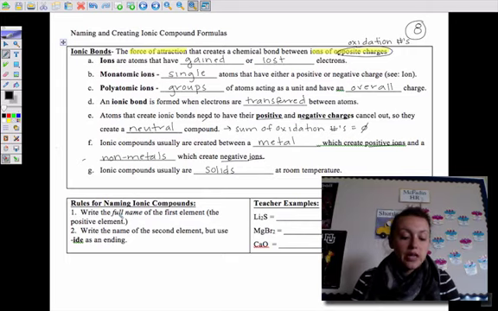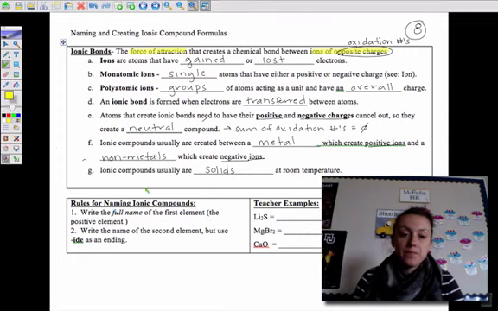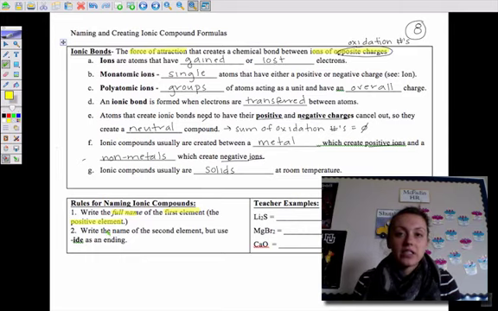So there are two things we need to remember about naming ionic compounds. The first thing we're going to do is write the full name of that first element. And the positive element always goes first. So then, how do we know if it's positive? Well, it's the one with the positive oxidation number, so the metal. And the second thing we need to remember is we're going to write the name of the second element, but we're going to use IDE as an ending.